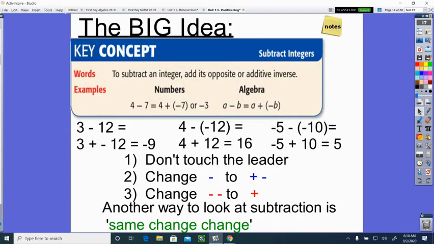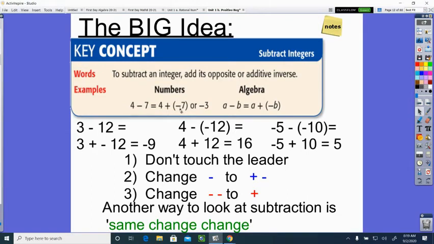Okay, let's move on to our subtraction. And a lot of people look at these different ways. So you kind of can think about an idea of don't touch the leader and do a change. Some of you might remember same, change, change. I'm going to remind you of both. I'm going to use the example up here. So 4 minus 7. You don't touch the leader. He stays positive. But that single minus changes to plus a negative. So subtracting is the same thing as adding the negative.